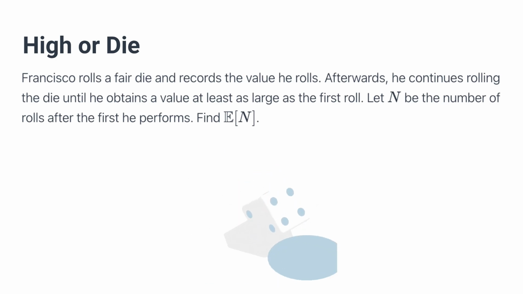Going straight into the problem, Francisco rolls a fair die and records the value he rolls. Afterwards, he continues rolling the die until he obtains a value at least as large as the first roll. Let n be the number of rolls he performs after his first roll. Find the expected value of n, or E[n].